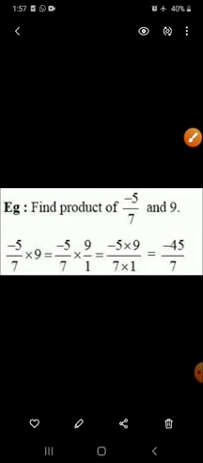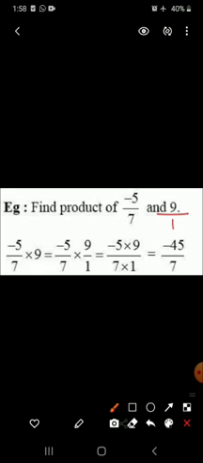Let us take another example to find out whether it is satisfied for multiplication. Minus 5 by 7 and 9. 9 is also a rational number because it can be written in the form of p by q. When you multiply, you get a rational number, minus 45 by 7. So multiplication is also satisfied under the closure property.